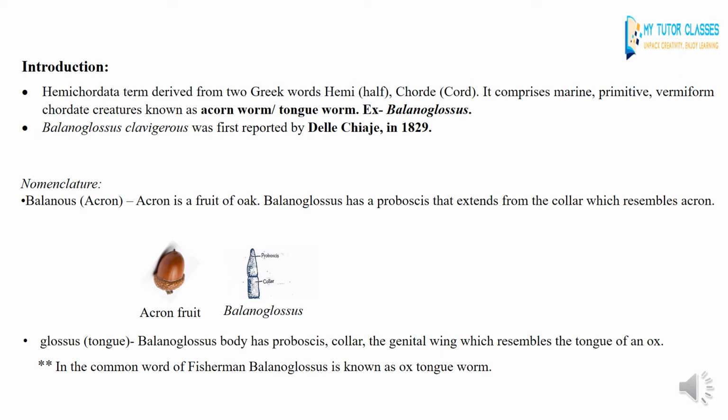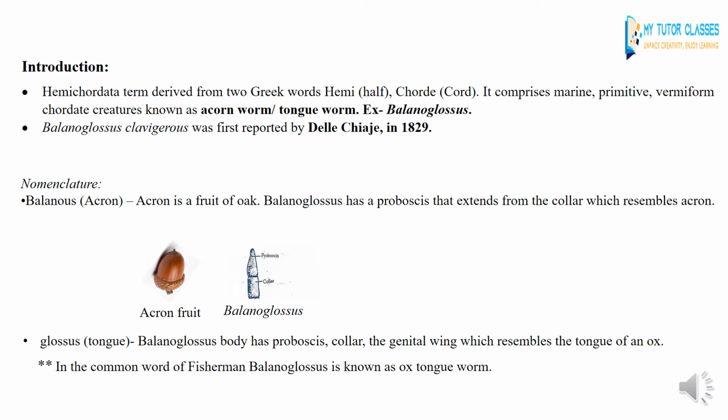So, as we know, the term Hemichordata is derived from two Greek words, hemi, which means half, and chorda, which means chord. So these comprise mainly marine, primitive, vermiform chordates, also known as acorn worm or tongue worm. Example, Balanoglossus. Balanoglossus clavigerus was first reported by Delle Chiaje in 1829.